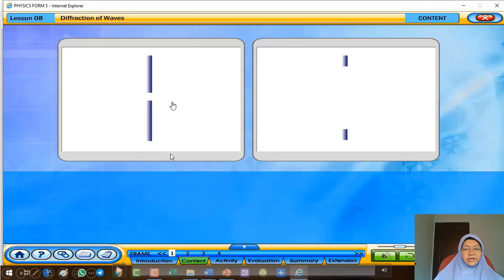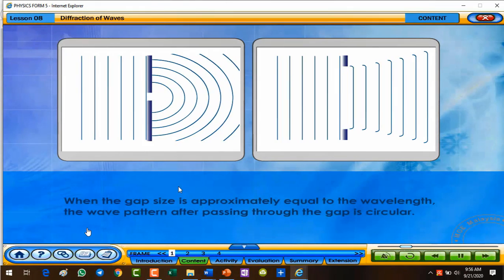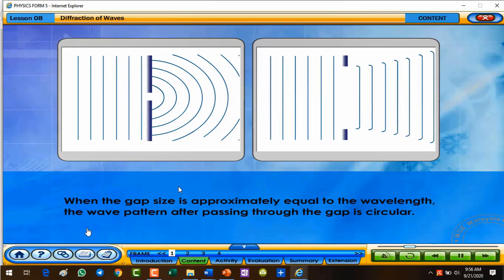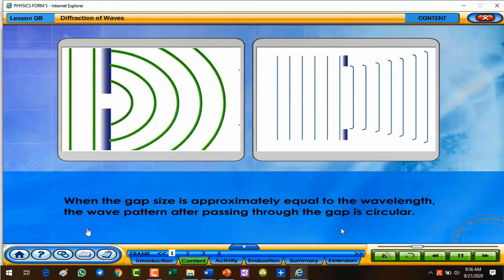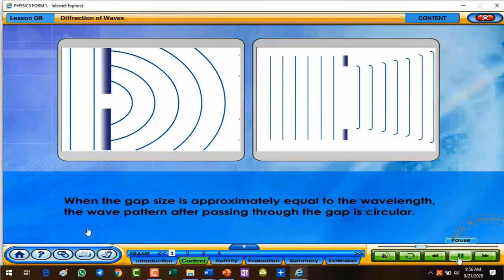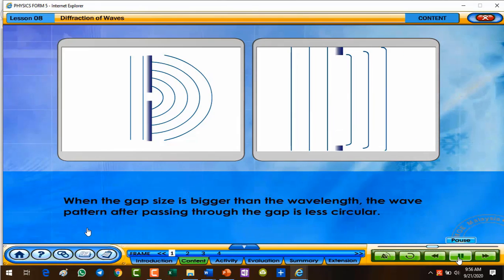Look at two sizes of gaps. The first one is a smaller gap. The second one is a larger gap. When the gap size is approximately equal to the wavelength, the wave pattern after passing through the gap is circular. When the gap size is bigger than the wavelength, the wave pattern after passing through the gap is less circular.